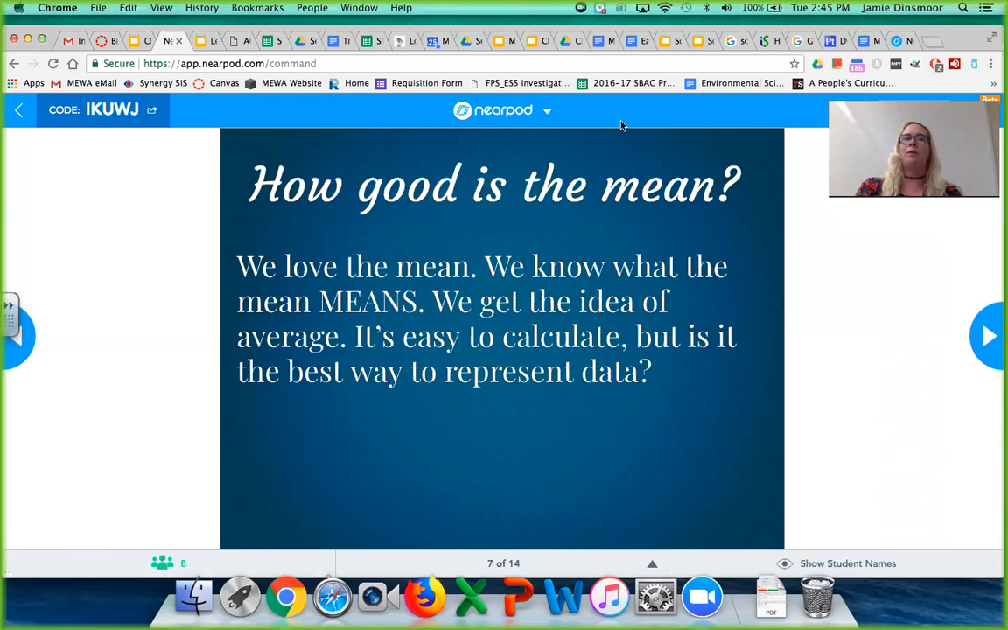Okay, so then we come to this point, which is really, if you don't take anything away from this entire lesson, this is what I want you to understand. How good is the mean? We love the mean. This is my favorite sentence I've ever written for this class.